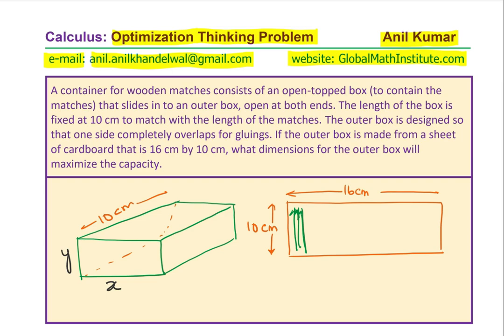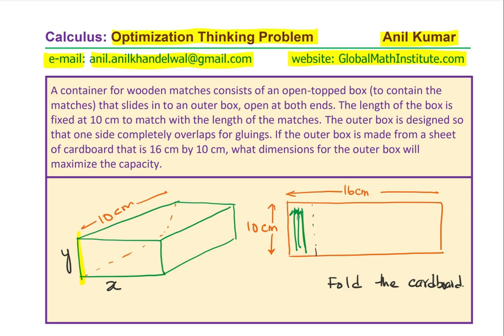Now remember, we are also saying that one of the sides overlaps. The outer box is designed so that one side completely overlaps for gluing. That means let's assume this is an extra side, right? So this length of the strip is folded. You need to fold this, right? So when you fold it, you can divide it into x and y.